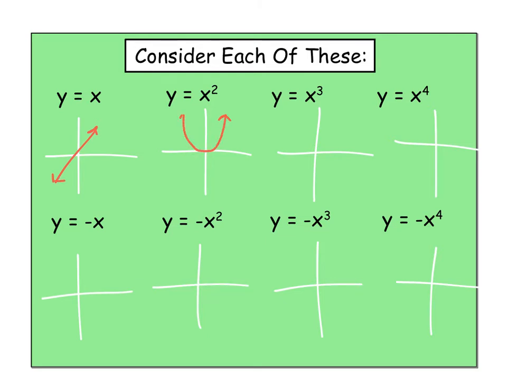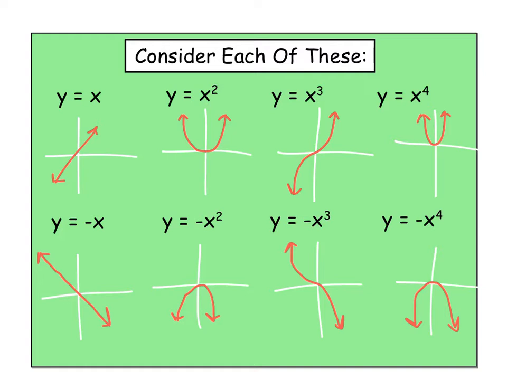X squared, quadratic opening up. X cubed, x to the fourth. And then with these negative x, it would just have a negative slope. Negative x squared would be the parabola opening downward, and negative x cubed. So these are all basically reflections of the graph right above it, reflected over the x-axis.